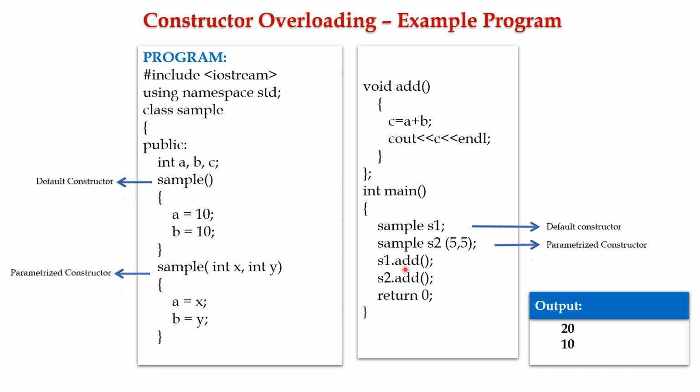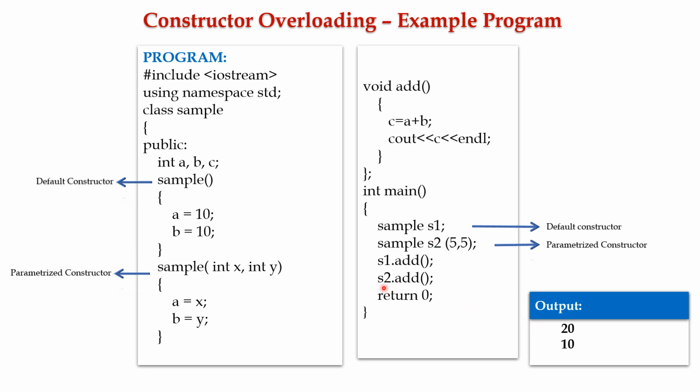Here S1 dot add of, which means using the object S1 of class sample, we are accessing the function add. Now control moves to the add function, which is available in the class sample. Here the values of the variables A and B using the object S1, that is the default constructor, are 10 and 10. So we are adding 10 plus 10 and storing the value 20 in the variable C. Using the cout statement, the value of the variable C, that is 20, is displayed to the user as shown in the output. Next, the control moves to the main function from add.